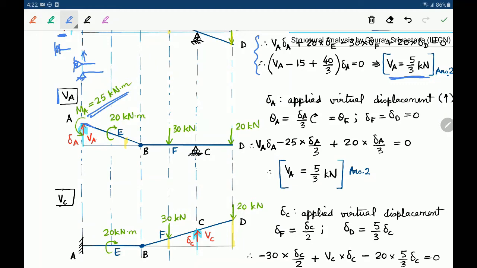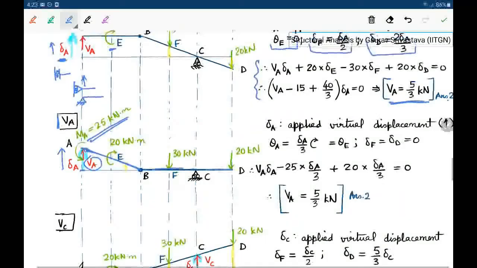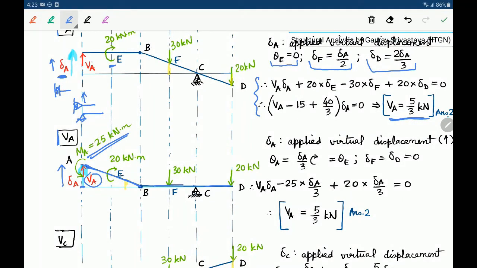Now if we move up again by delta A at the location A, where VA has been revealed, notice that only this portion will have a non-zero deformation, whereas the rest of it will remain straight as earlier. But of course, the other thing is that in the previous case, this span remained straight, whereas now this span has become inclined. Okay, so there will be work done by MA also.